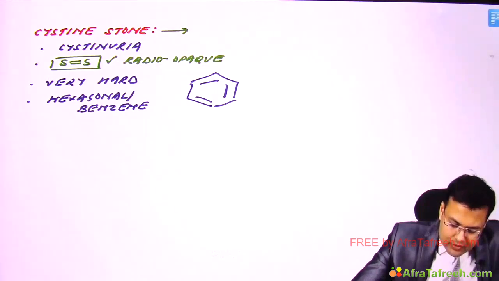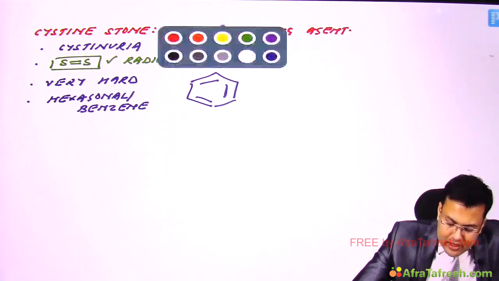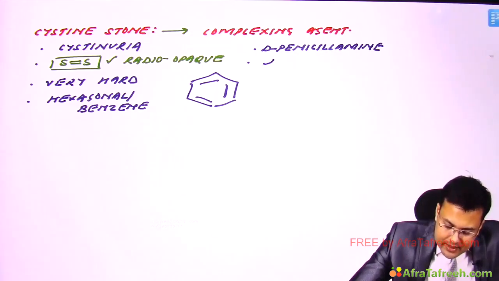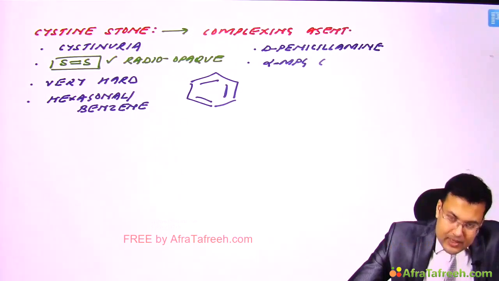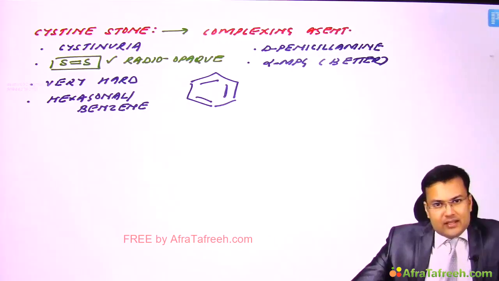So how are we going to manage this cystine stone? We give a complexing agent. What are we giving? A complexing agent. Okay, there are options. We give D-penicillamine. This was asked many times in exams. And what is better than D-penicillamine? It's alpha mercaptopropionyl glycine, because this is better tolerated by patients. So this is how we manage cystine stones.